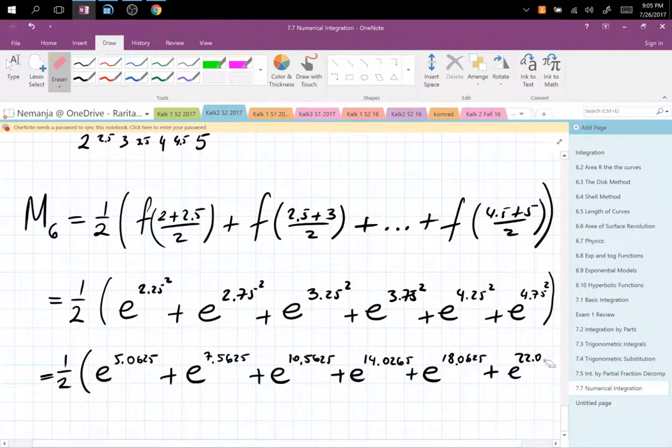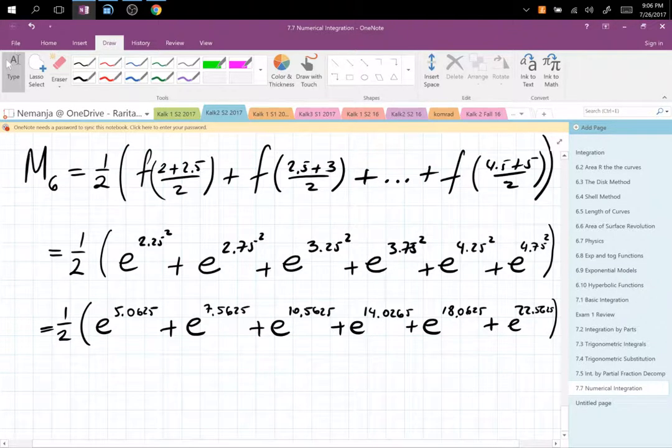5.625. The last one, 5.625. Yes. So now these are all the numbers squared. Now it goes e to each one of these, then add, divide by 2. So what's just the final answer here now? 318,146,6782.